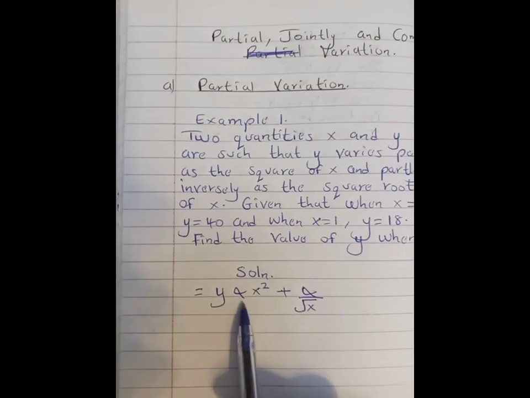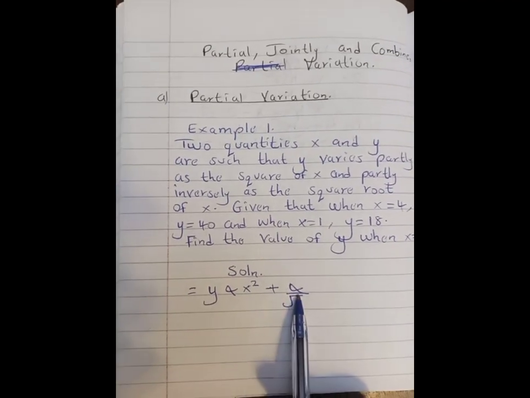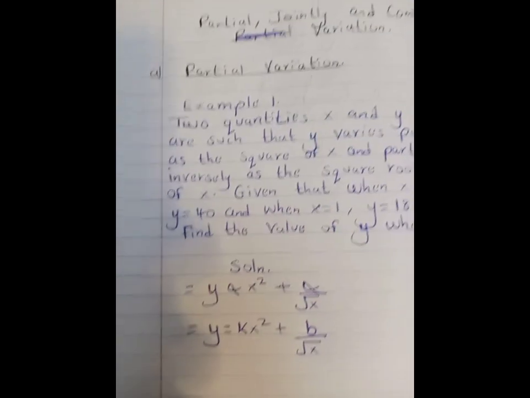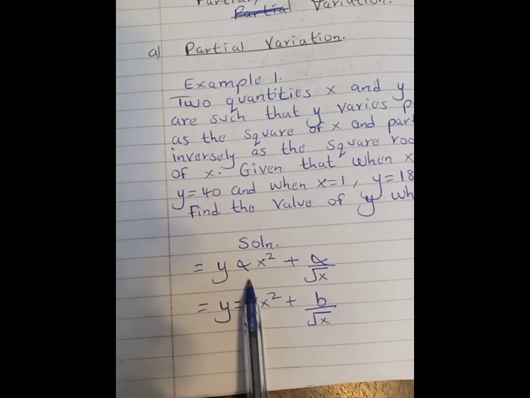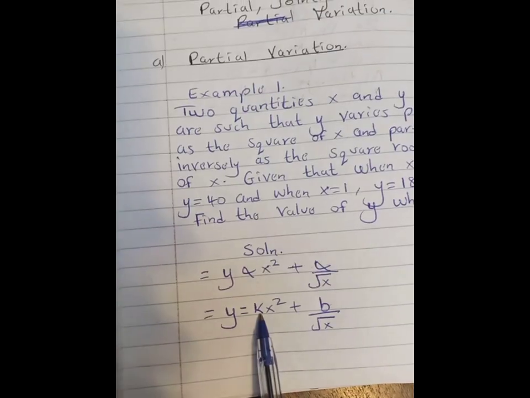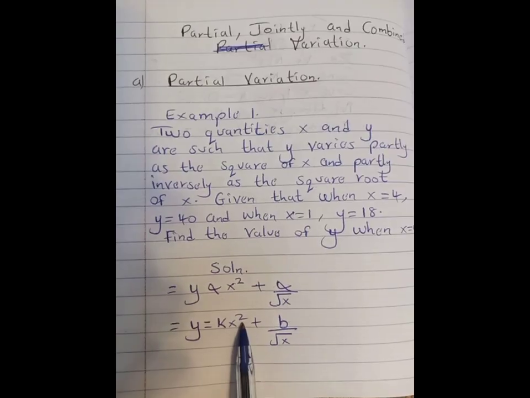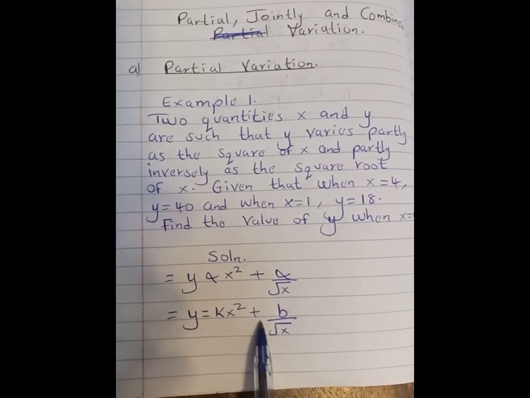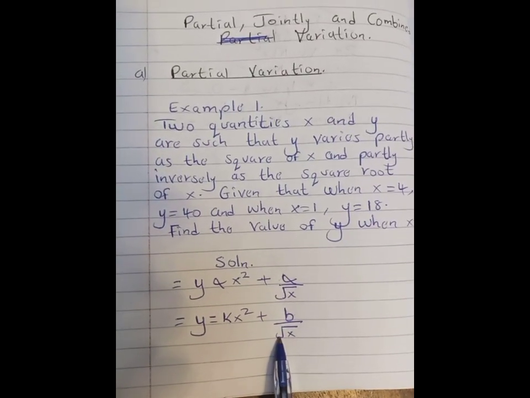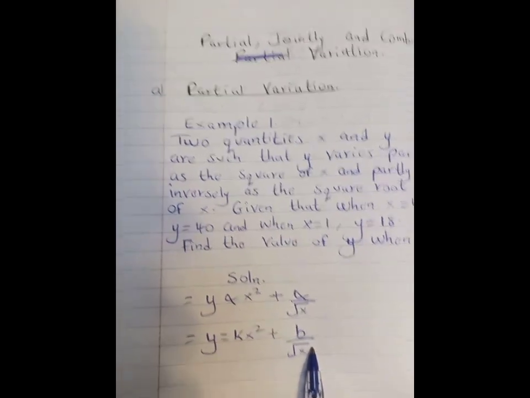So partly means that y varies partly as the square of x, and that is addition, partly inversely as the square root of x. So the next thing that you're going to introduce is the equal sign. But since we're going to introduce constants, I'm going to introduce two unknown values. Here it was kx squared, so I've introduced k, plus b, which is also a constant, over, because it was inversely, the square root of x. Now let's proceed.